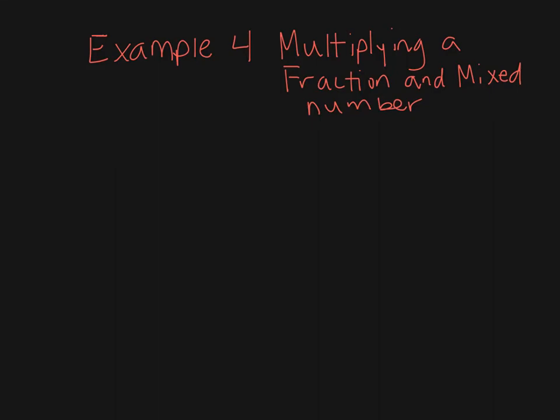So we're going to skip one of the examples because it's a real life application. We'll come back to it. But this one is multiplying a fraction and a mixed number. We need to write each mixed number as an improper fraction, and then we can multiply as you would with normal fractions. So it looks something like this.